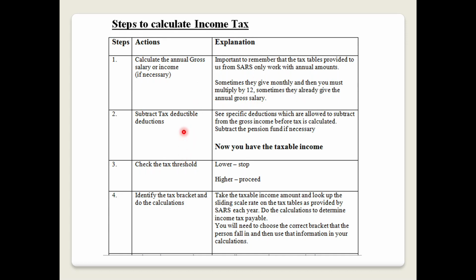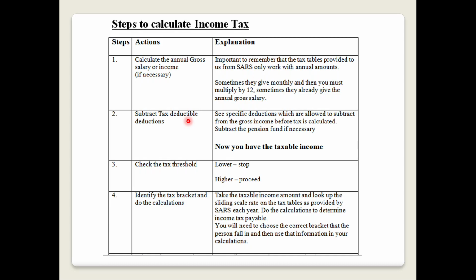Then subtract tax deductible deductions. So see specific deductions which are allowed to be subtracted from the gross income before tax is calculated. So subtract the pension fund if necessary. Once you have deducted the allowed amounts, then you have what we call taxable income.